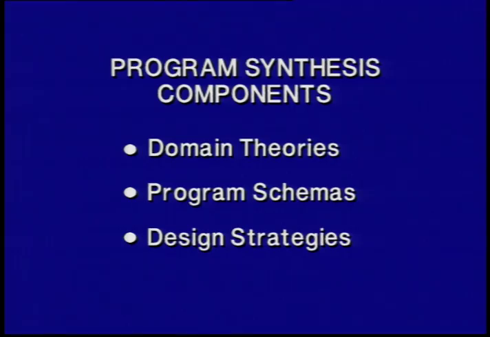To illustrate the general concepts, I'll use some simplified versions of examples from the Synapse system with Mathematica-style notation. Three basic types of information are required for each domain: a theory of domain objects and operations, a theory of program schemas for implementing high-level constructs, and design strategies for guiding the synthesis process.